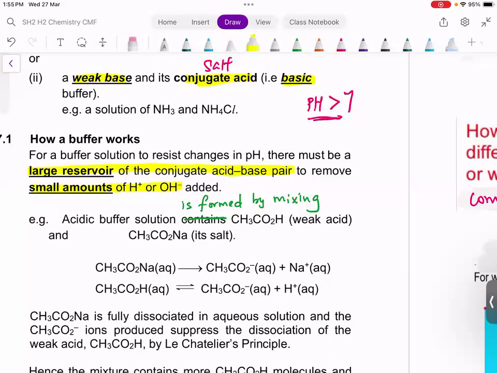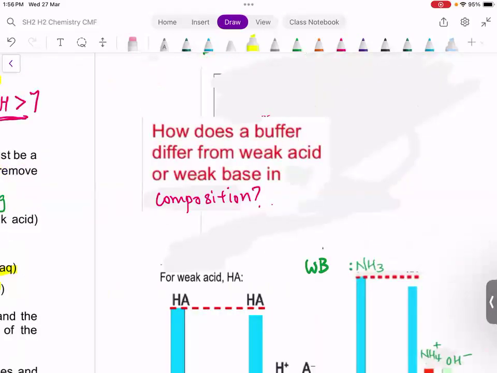So in this mixture, your salt will undergo full dissociation, while your weak acid will stay partially dissociated. So what is the difference between a weak acid and an acidic buffer? Because essentially they consist of the same thing, right? You have the weak acid and the conjugate base, which is also present in a weak acid solution. So what's the difference then? Do you get my question? How do you think a weak acid differs from a buffer system? How do you think a weak base differs from a buffer system?